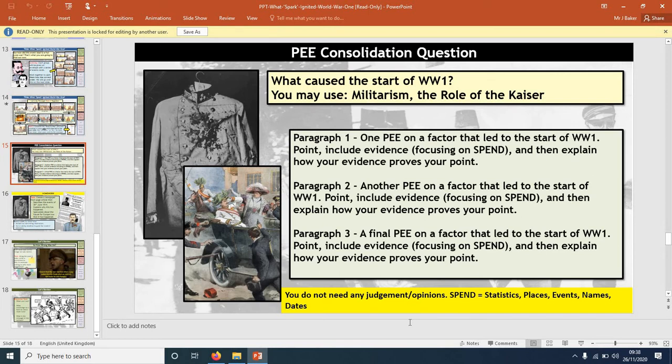You do not need to tell me what you think the main reason was or what the main cause was. You just need to tell me, here's one reason, evidence explained, here's another, evidence explained, here's a third, evidence explained.